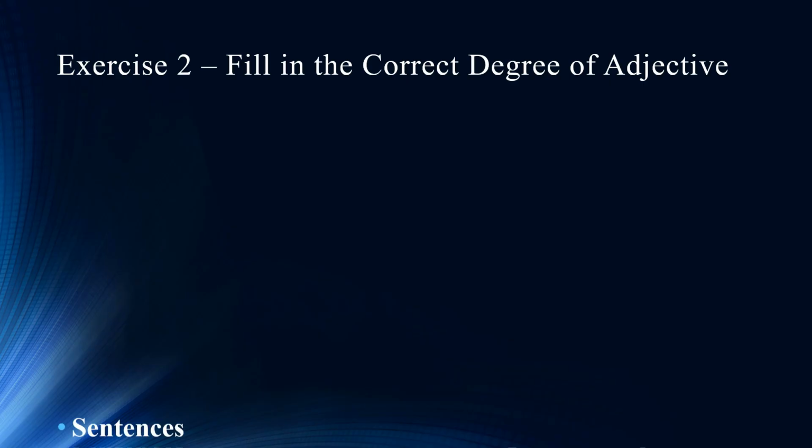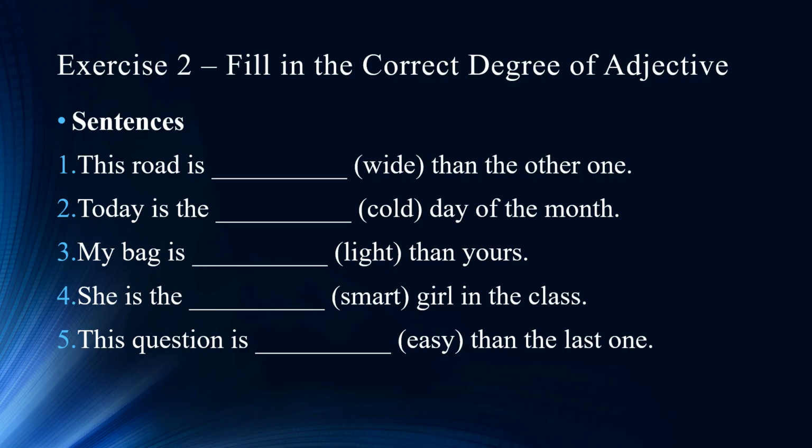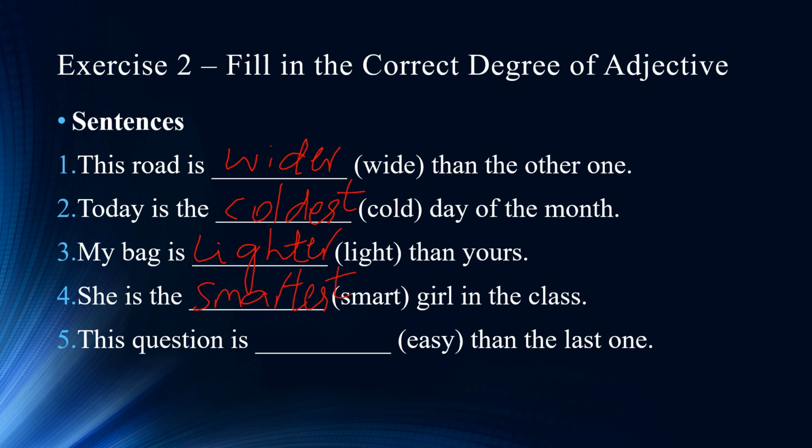Second exercise, fill in the correct degree of adjective. Number 1 sentence, this road is than the other one. So there is a comparison, then word is used, so the wide degree would be wider. Today is the cold day of the month, coldest. My bag is light than yours, lighter. She is the smart girl in the class, smartest. This question is easy than the last one. This question is easier than the last one.